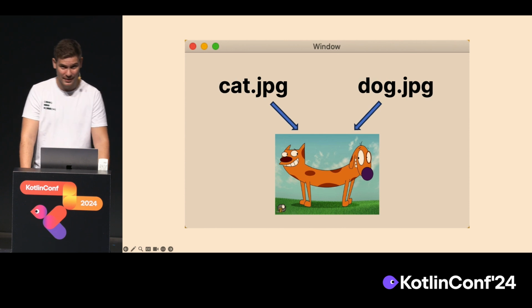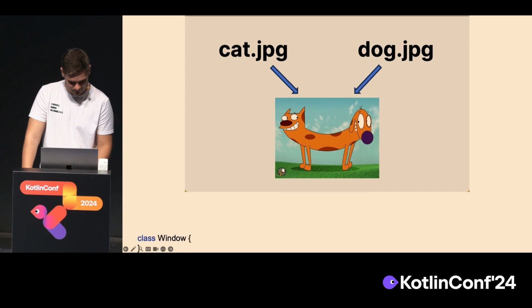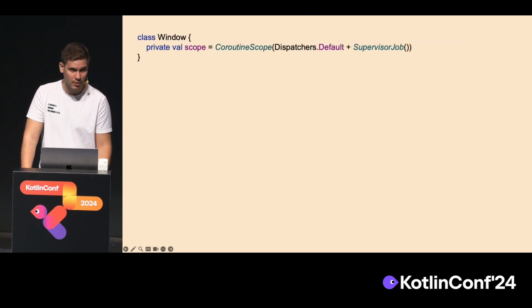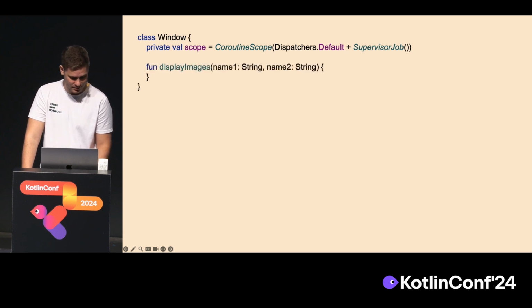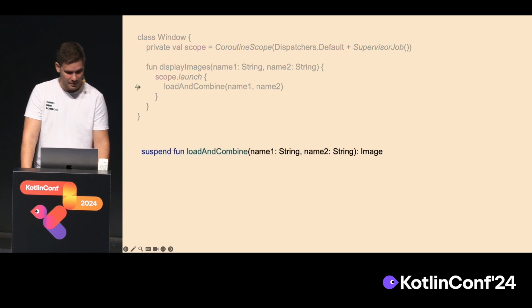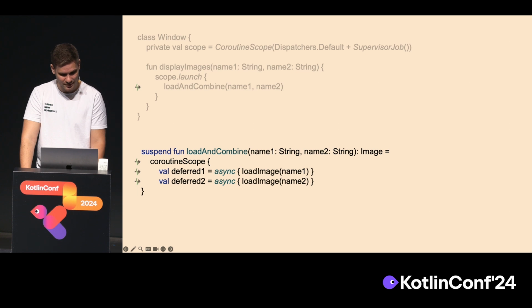We will be building an application that loads 2 images by their names and then combines them. So we have a window class. Let's create a dedicated scope for our window to run coroutines on. We have the display images function that accepts names as arguments, and inside this function launches a coroutine that loads and combines these images. The load and combine function is a utility function. It creates a dedicated coroutine scope, and inside it asynchronously loads 2 images and then just combines them.